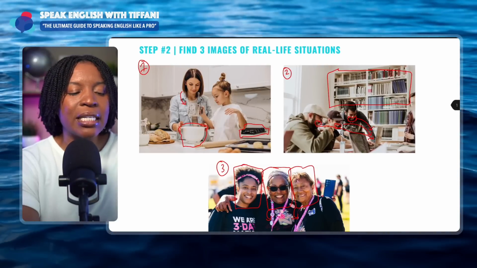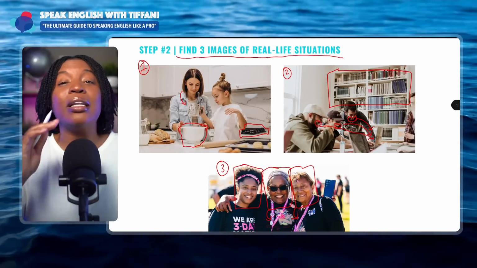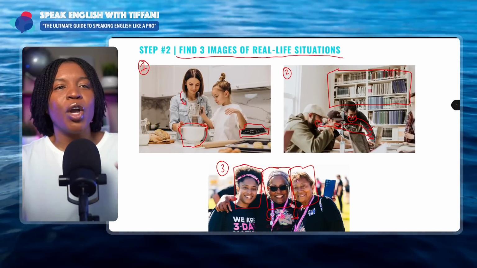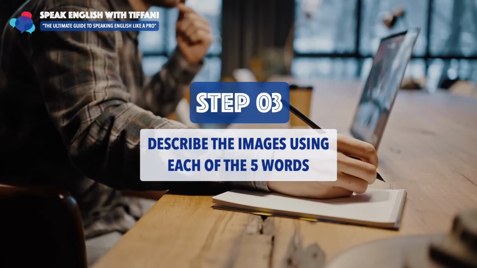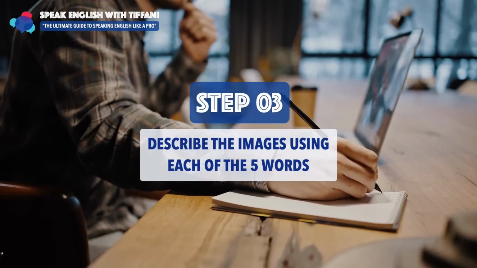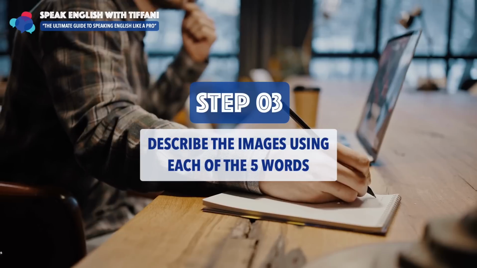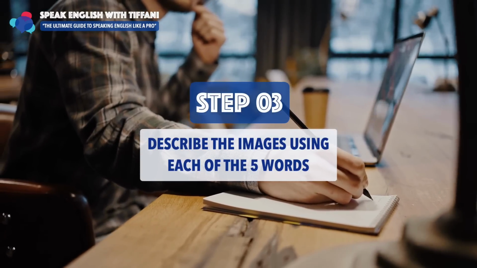Again, step 2 is find 3 images of real life situations, right? So we have step 1, our 5 words. We have step 2, our 3 images. What is step 3? Here we go. Step 3 is to describe the images using each of the 5 words. This is where it starts to get interesting, and also, in my opinion, quite fun. So we're going to use the words from step 1 to describe the images from step 2.